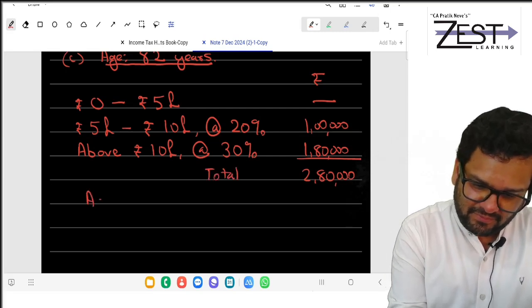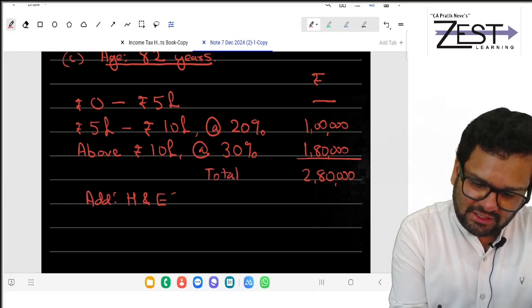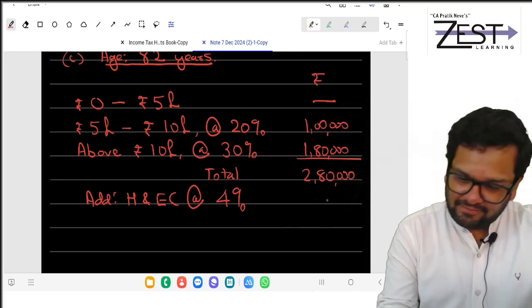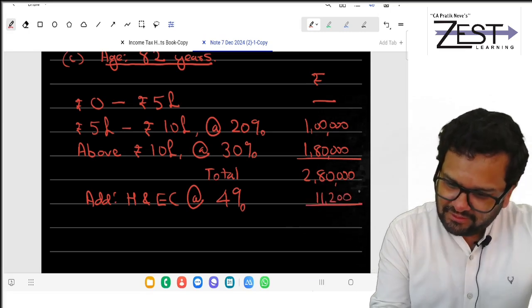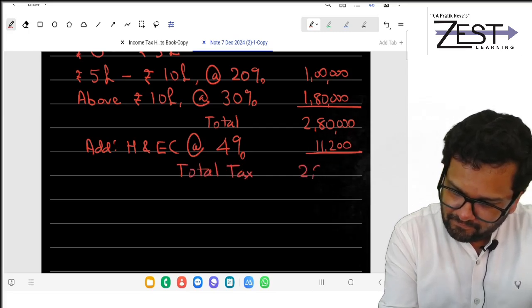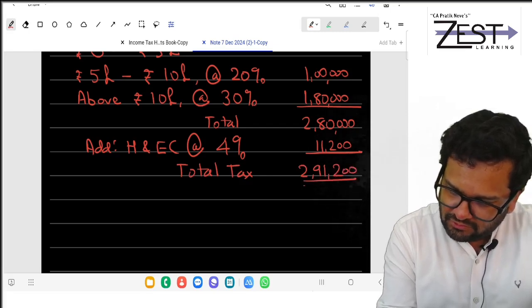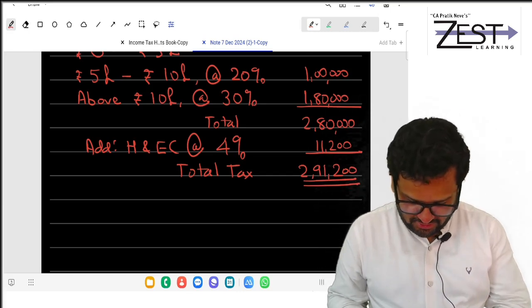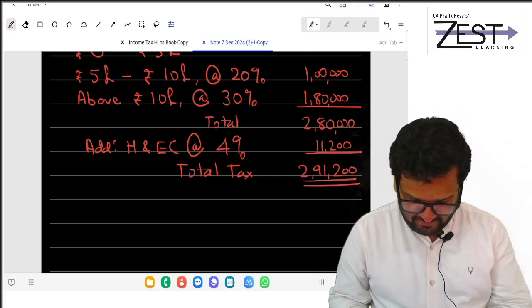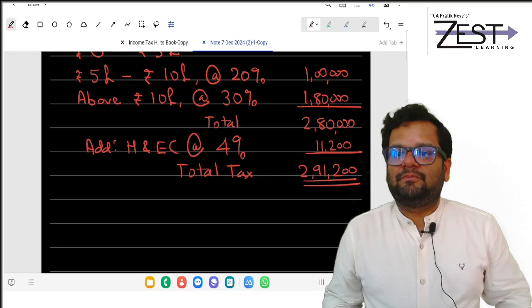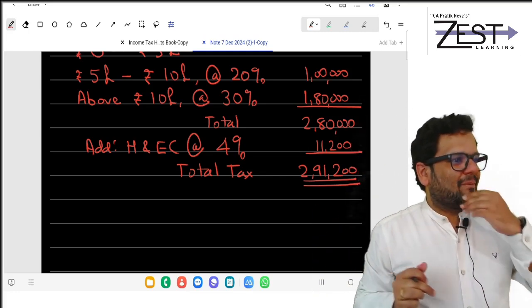Add health and education cess at 4%. What is that? Finally, 2,91,200. Such is the tax calculation. Can we go ahead? All of you with me?